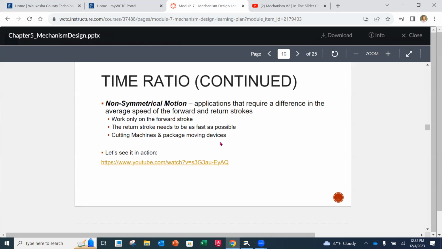Cutting machines and saws are very much like that. Package moving devices are like that, where they're going to be moving in one direction, but then they've got to return and go through that again. So in that case, let's look at our next application here.